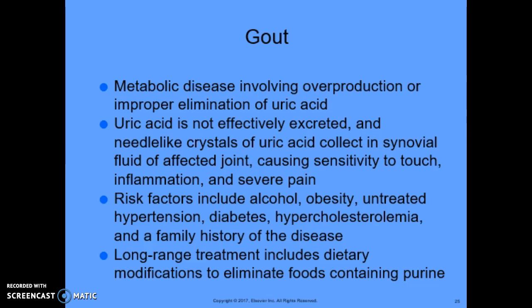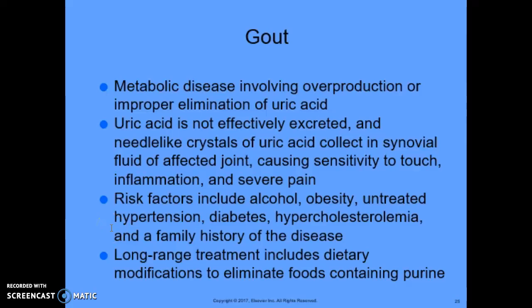Gout. We talked about gout in our pharmacology lectures as well, but gout is a metabolic disease involving overproduction or improper elimination of uric acid. Uric acid is not effectively excreted, and needle-like crystals of uric acid collect in the synovial fluid of the affected joint. This causes sensitivity to touch, inflammation, and also very severe pain. Risk factors for gout include alcohol, obesity, untreated hypertension, diabetes, hypercholesterolemia, and family history of the disease.